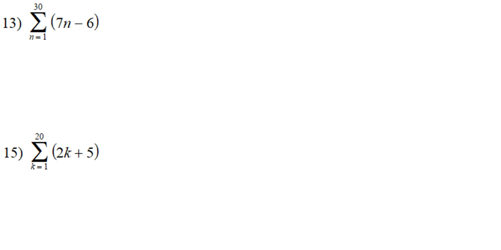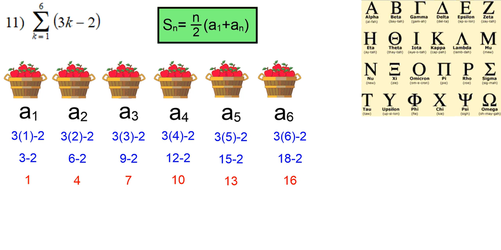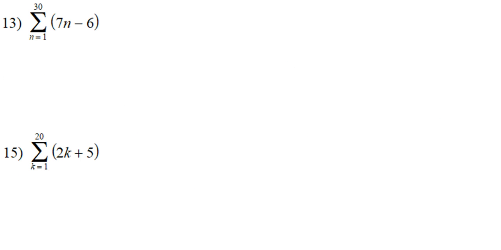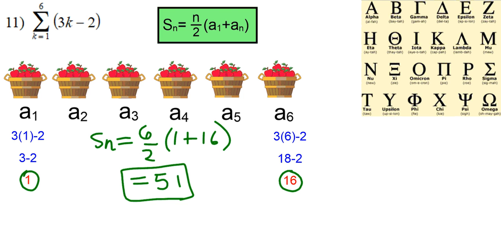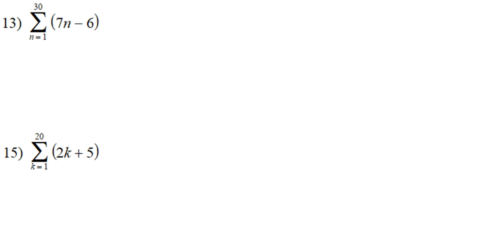Check out this next example, number 13. Number 13 goes from 1 to 30. So if you think about it, if we were going to do what we did a minute ago, we'd have to plug in all of the numbers from 1 to 30 and then add those numbers up. Well, I don't want to do that. All I really have to do is find the first number and the last number. So here's our formula: Sn equals n over 2 times a1 plus an.